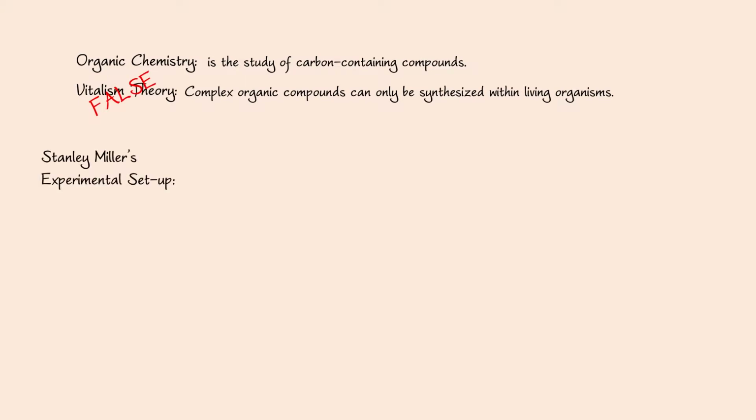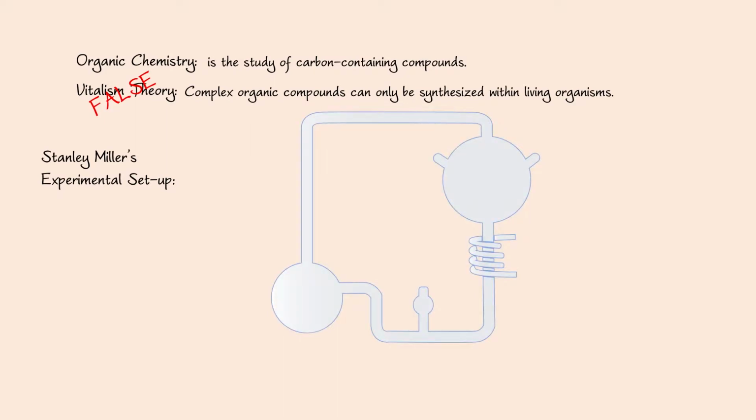The goal of the experiment was to prove that complex organic compounds can be synthesized in the absence of life under early Earth environments. The experimental setup is shown. In one chamber, water is heated to produce water vapor that is transferred to a second chamber containing methane, ammonia, and hydrogen gas.